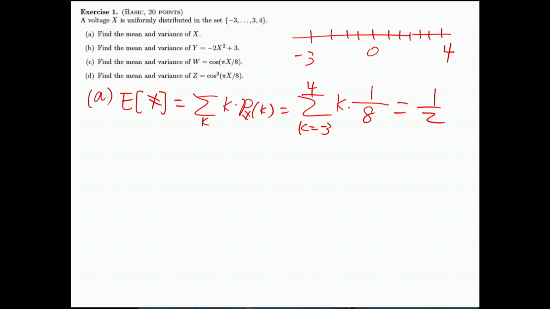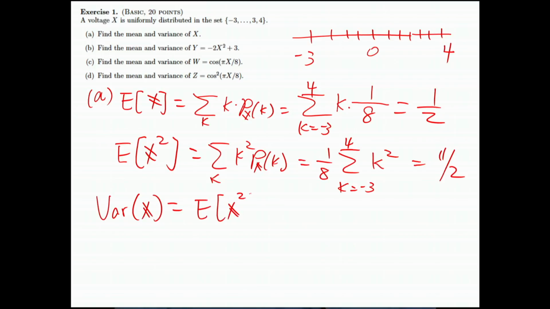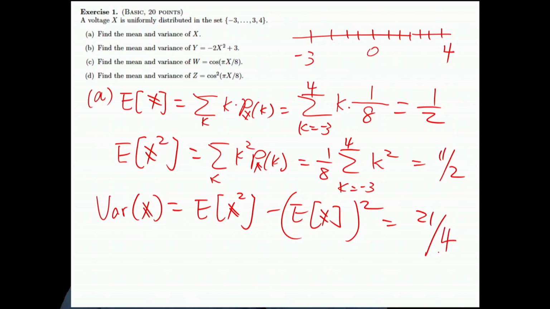And find the variance. First we need to find the expectation of x squared, which is k squared times the weighting, and there will be k squared, k from -3 to 4. This is 11 divided by 2. So the variance is the expectation of x squared minus mean squared, which is 21/4.